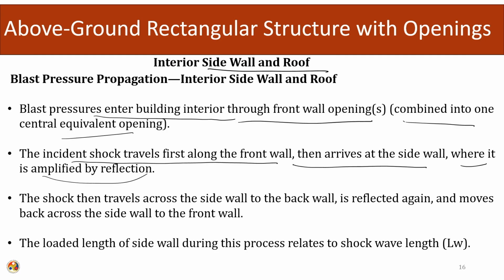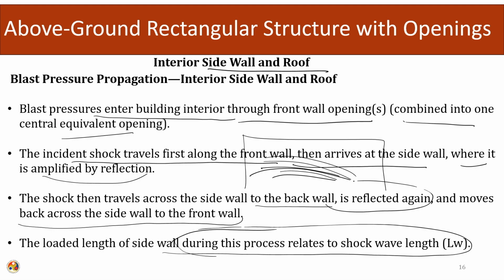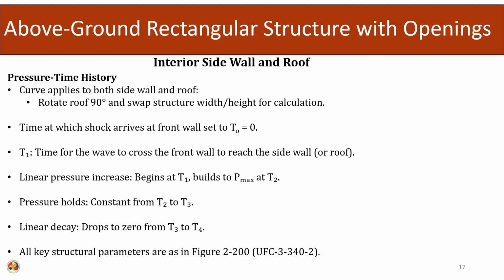Then it will travel across the side wall to the back wall. Finally, it will reach the back wall, and again reflections will occur and it will move back across the side wall to the front wall. So basically there will be back and forth reflections of the pressure, and due to this reflection, the effect of the interior pressure will be amplified. The loaded length of the side wall during this process relates to the shock wavelength. Depending upon the shock wavelength, the amount of pressure affecting the side walls will vary.